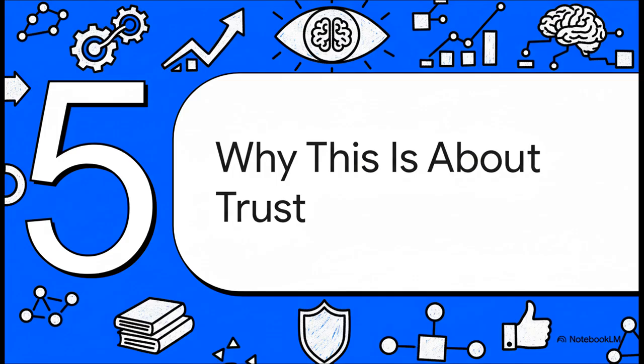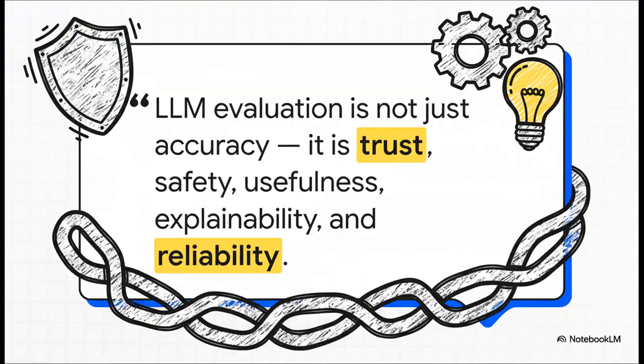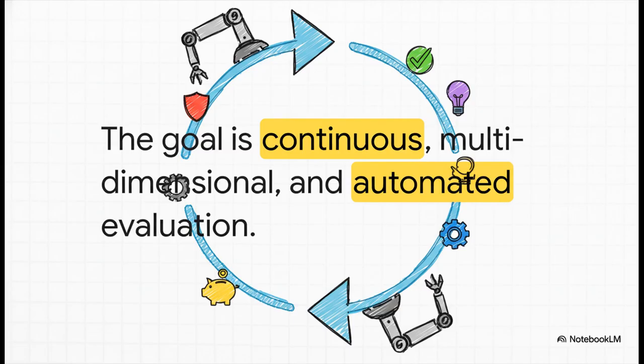And it's not just about getting a high score on a test. And this is the whole point right here. LLM evaluation isn't just about accuracy. It's about building trust. It's about making sure that the system is safe, that it's useful, that it's explainable, and that it's reliable every single time a user interacts with it. That's the real endgame. And the only way you get to that goal of trust is by making your evaluation process continuous. It never stops.